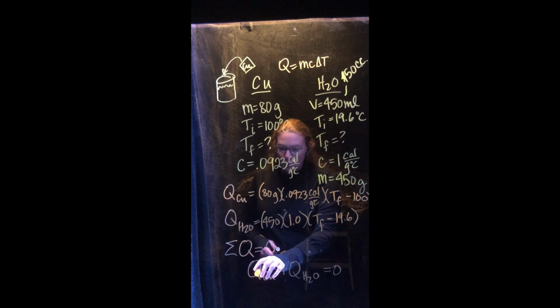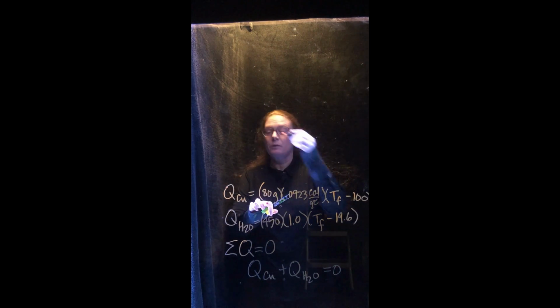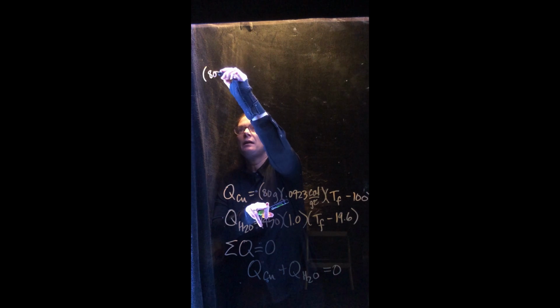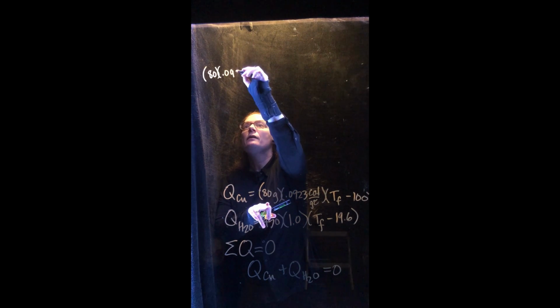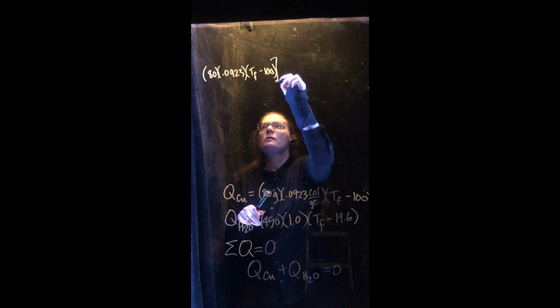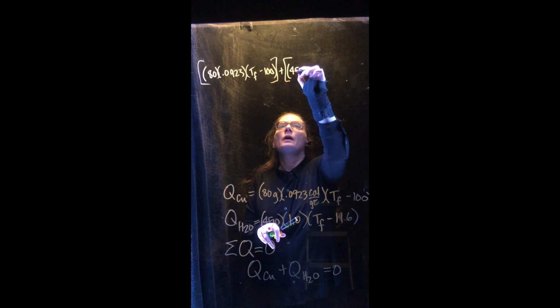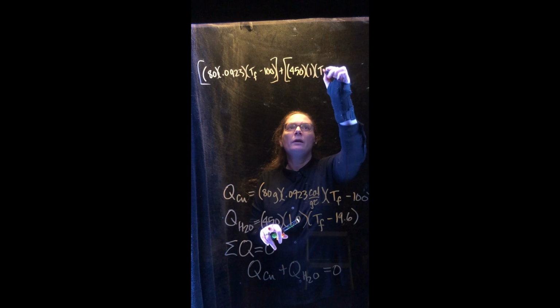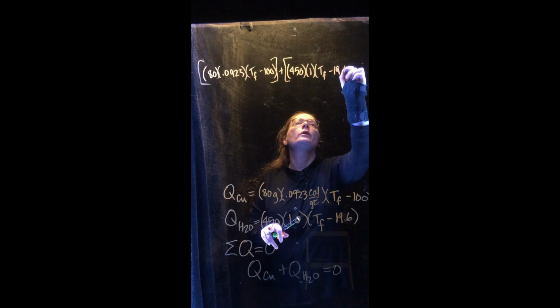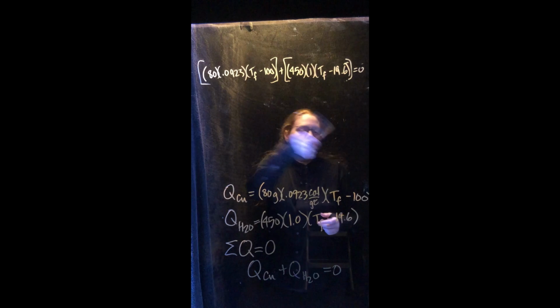All right, so we have an equation for the heat of copper, we have an equation for the heat of water. Now we're just going to put those two into this big equation. Okay, so let's put these together. I have the heat of copper, which is 80 times 0.0923 times (T final minus 100). That is the heat of the copper, plus the heat of the water, which is 450 times 1 times (T final minus 19.6) equals 0. Squeeze it in there. The only unknown is T final.